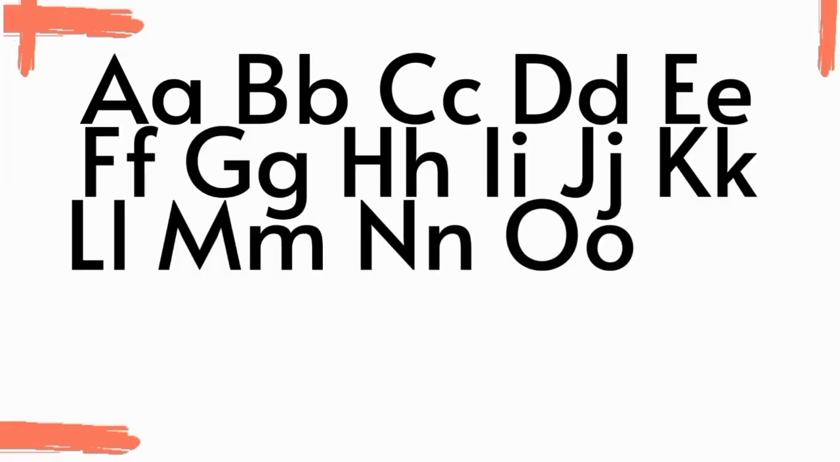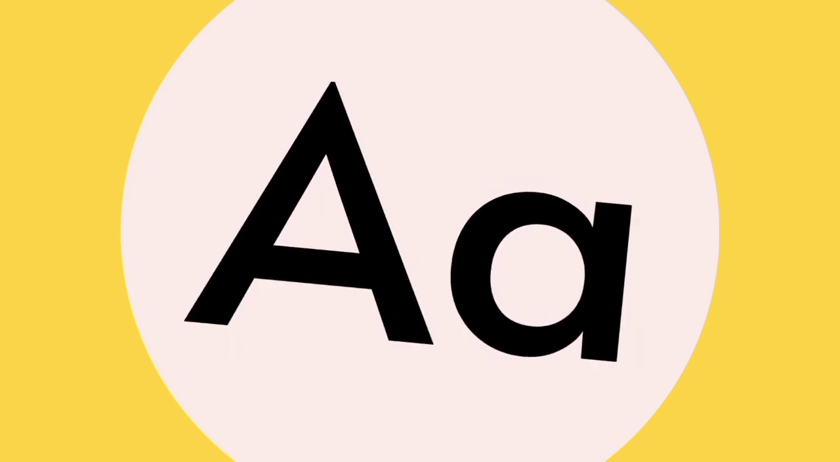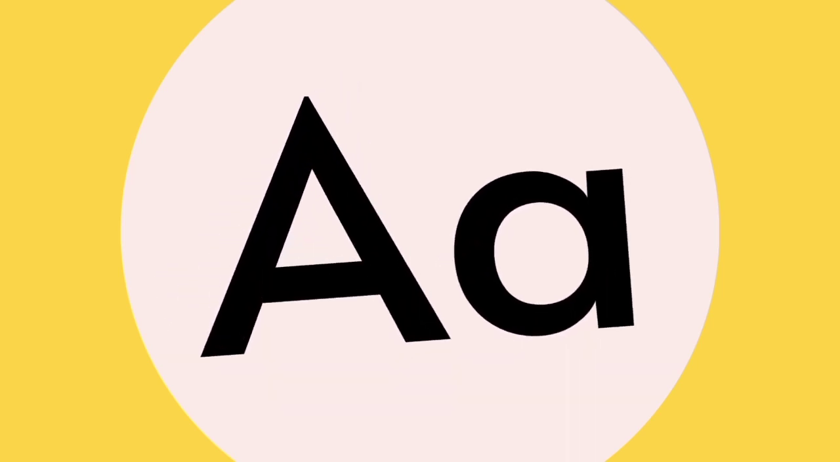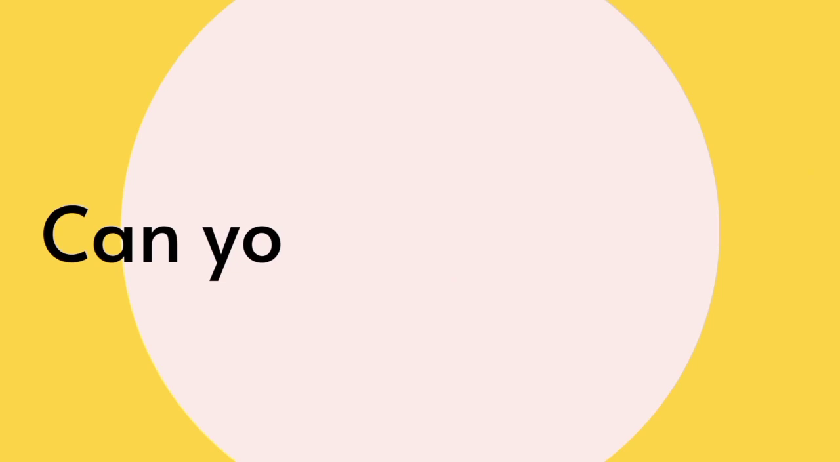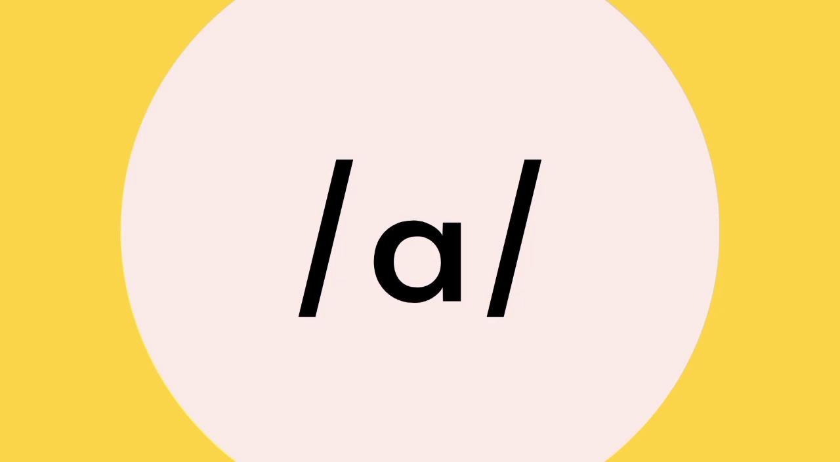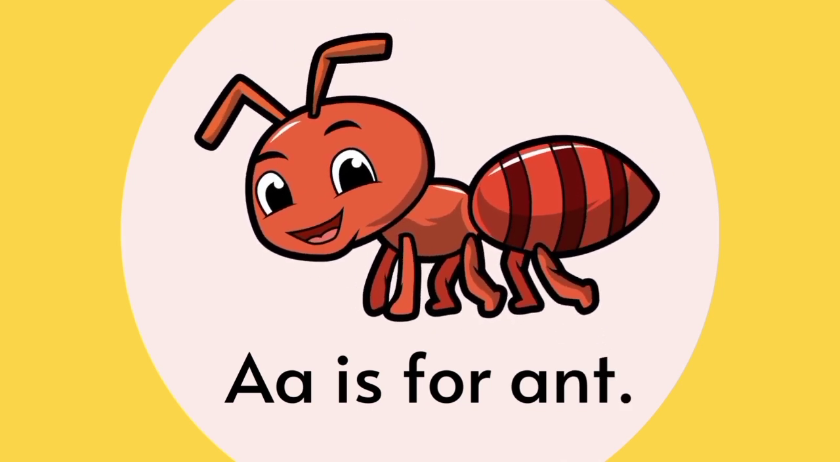Now, we will learn the letters of the alphabet and its sounds. We will start with letter A. The sound of letter A is A. Can you say it again? Very good. And A is for an.